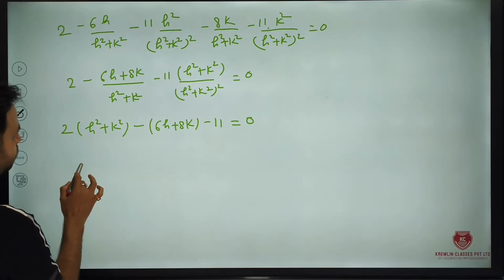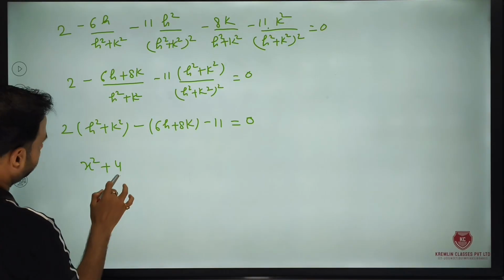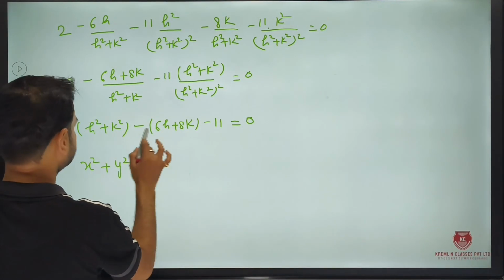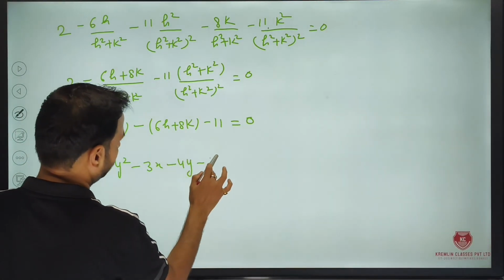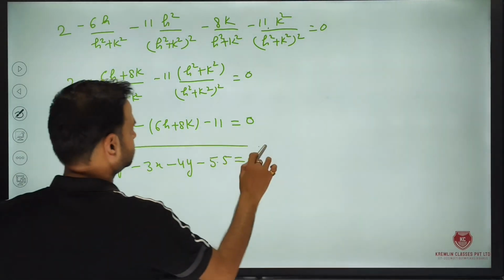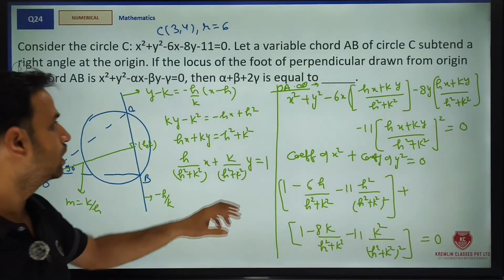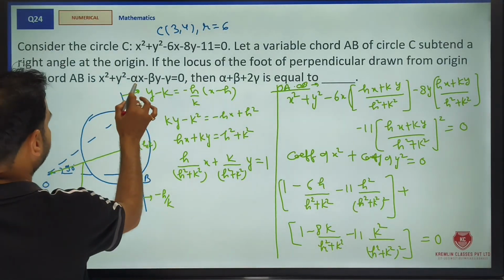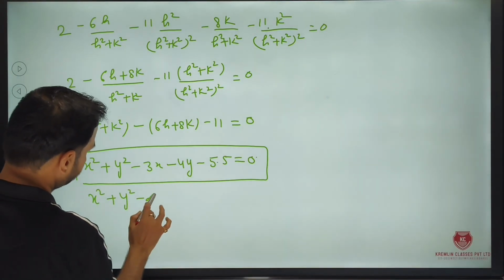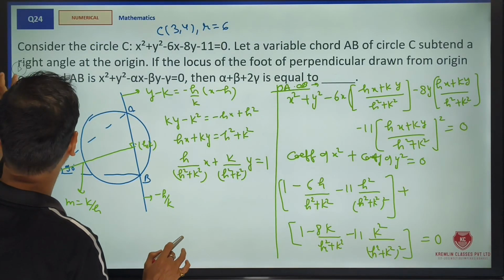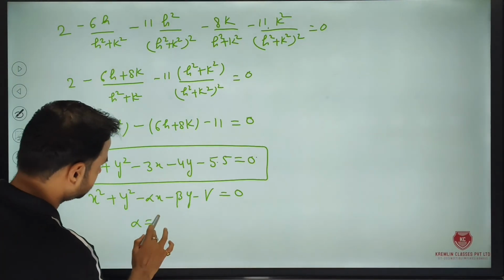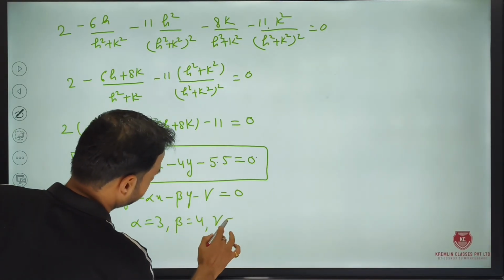Writing the locus and dividing by 2 we will get x square plus y square minus 3x minus 4y minus 11 by 2, which means 5.5, equal to 0. So this is the required locus. Again it is a lengthy question, and what we need to find out is alpha, beta, gamma. So comparing with x square plus y square minus alpha x minus beta y minus gamma equal to 0, alpha equals 3, beta equals 4, gamma equals 5.5.